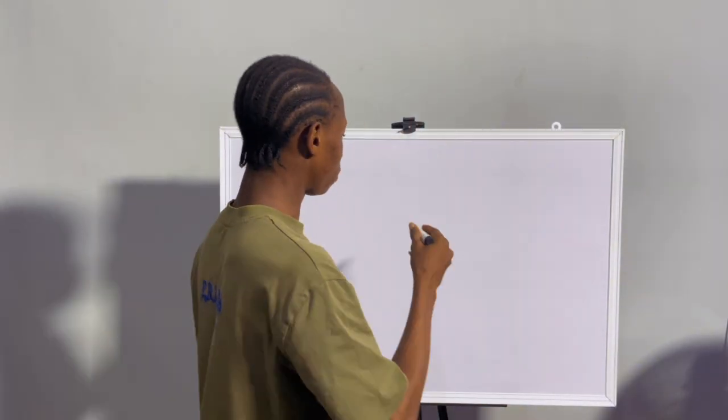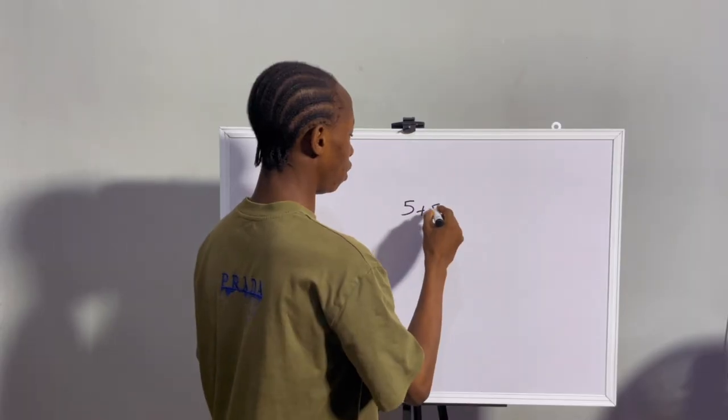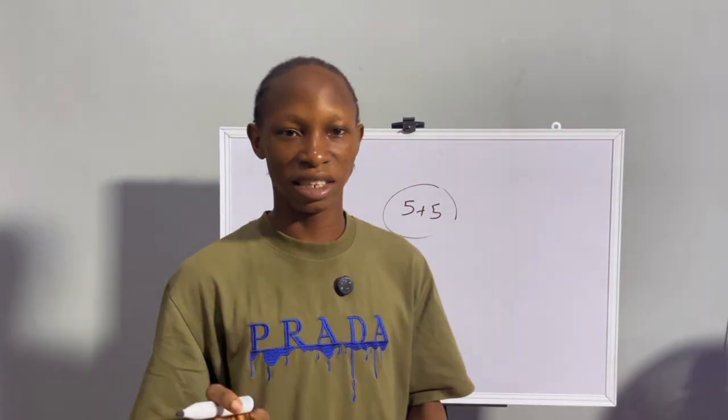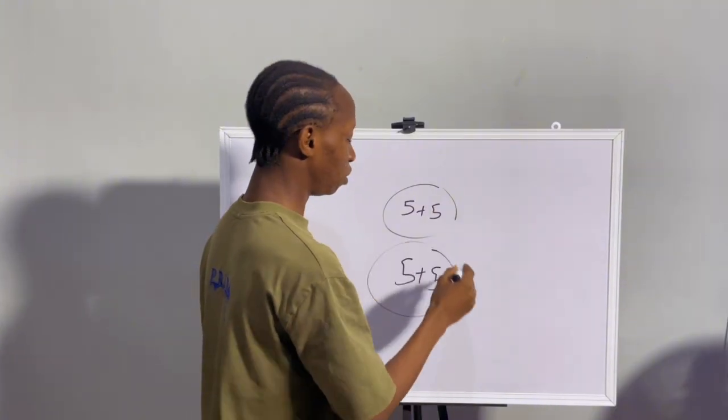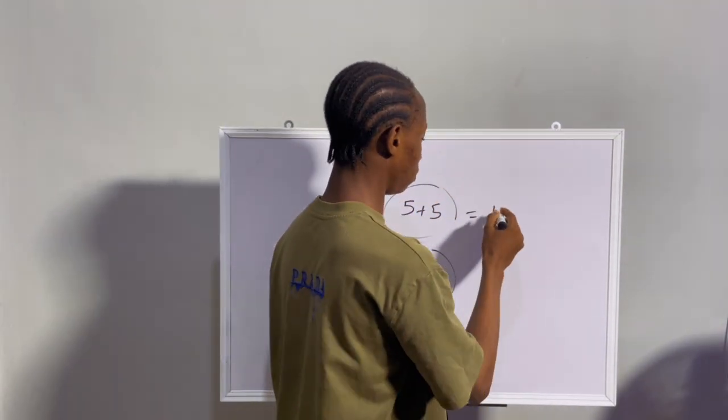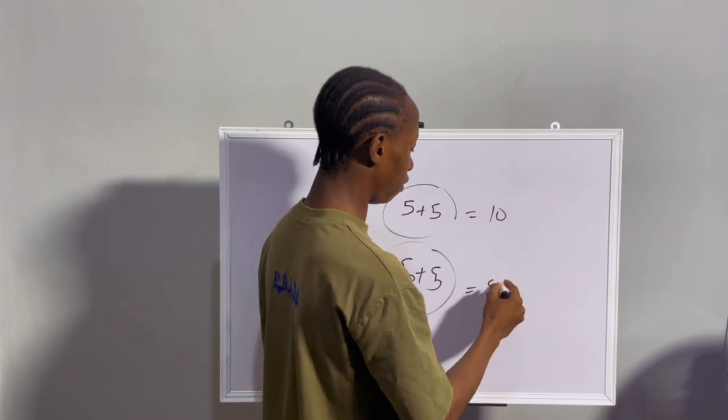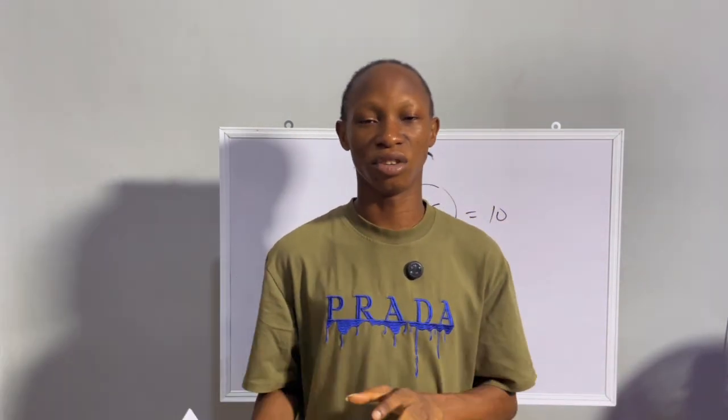For example, there's a difference between 5 plus 5 that is stored as integer and 5 plus 5 that is stored as text. One is going to give us 10, while one is going to give us 55. So there is something going on behind the scene, and everything comes down to data type.